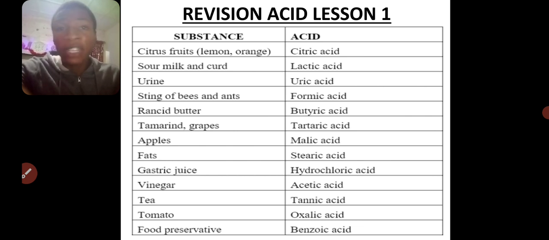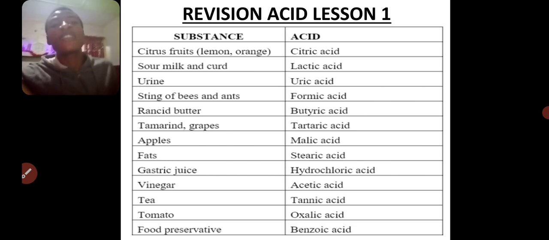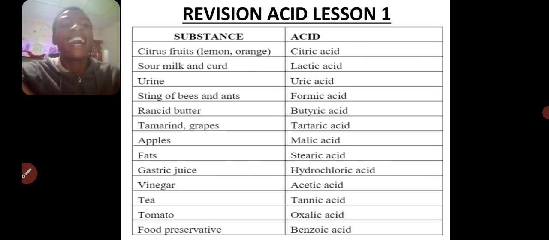It contains hydrochloric acid. Then vinegar has acetic acid. Tea contains tannic acid. Tomato contains oxalic acid. Then food preservative contains benzoic acid. So that's that about the lesson 1 revision. So let's move to mineral acids.